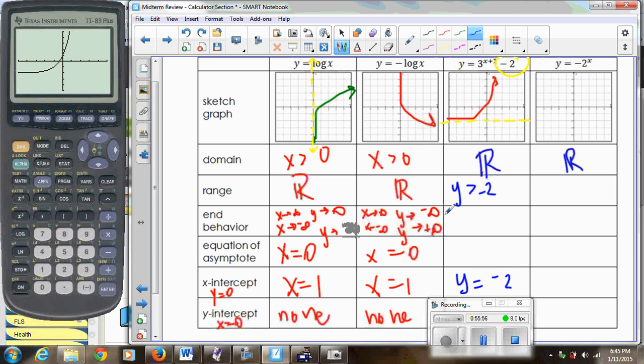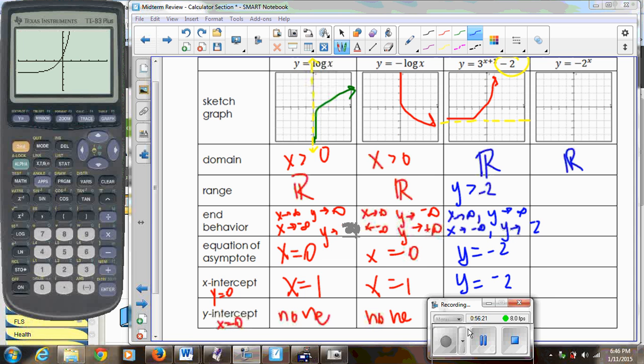In terms of my end behavior, as x approaches infinity, y approaches infinity. But as x approaches negative infinity, y is actually just approaching -2. As we go back this way, y just gets closer and closer to -2. The equation of the asymptote, oops, I put that in the wrong spot. The asymptote is y equals -2.